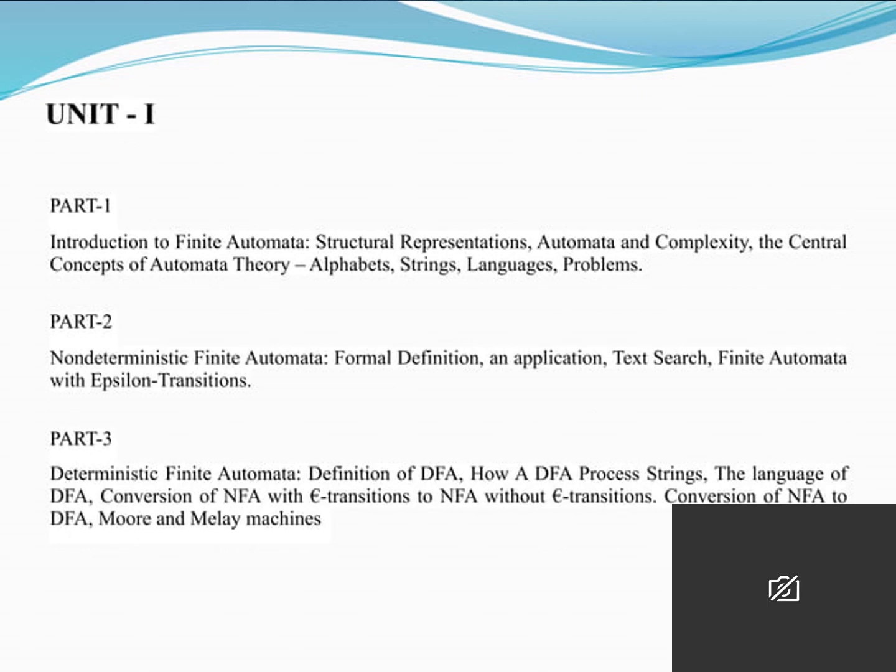In Unit 1, we are going to learn about finite automata, their main structural representation and their complexities. Then various automata theory concepts like alphabet, strings, languages and problems related to those concepts. The second part is non-deterministic finite automata, their formal definitions and their applications. Then text search and finite automata with epsilon transitions. So these are all the various topics we are going to see in Unit 1.